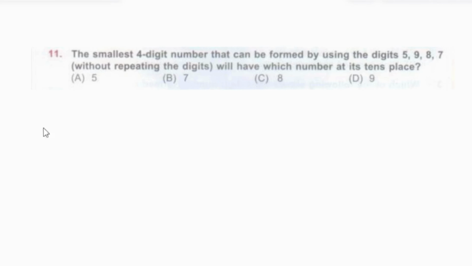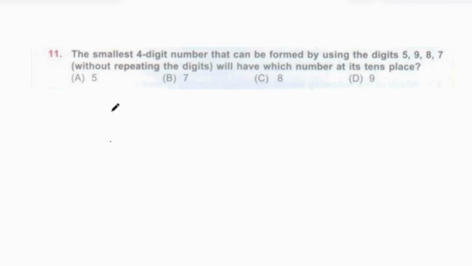Let us now try to solve question number 11. Question number 11: the smallest 4-digit number that can be formed by using the digits 5, 9, 8, 7, without repeating the digits, will have which number at its tens place? So, to solve this question, what we need to do is first write down the smallest 4-digit number that is formed without repeating the digits.